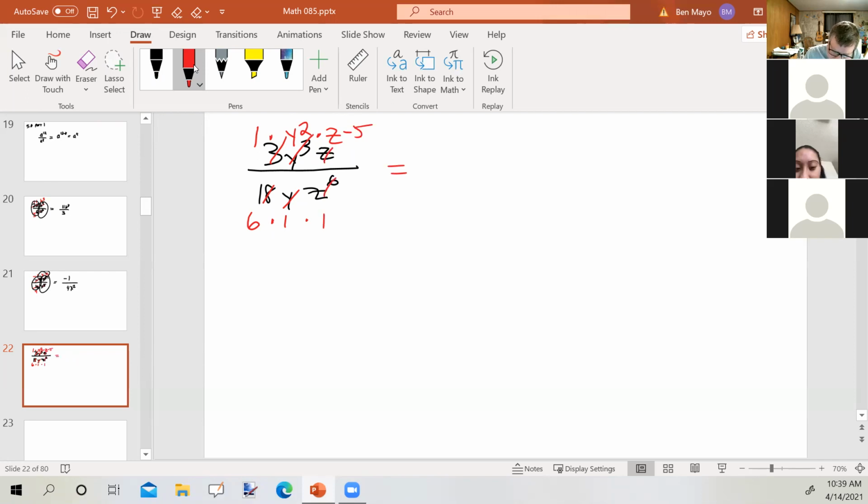So now I've got 1 times y squared z to the negative 5. So y squared z to the negative 5 power over 6 times 1 times 1. But then I could take the z to the negative 5 power, put it down below, and make it z to the positive 5 power. So again, our answer has positive exponents. Any questions about this example?